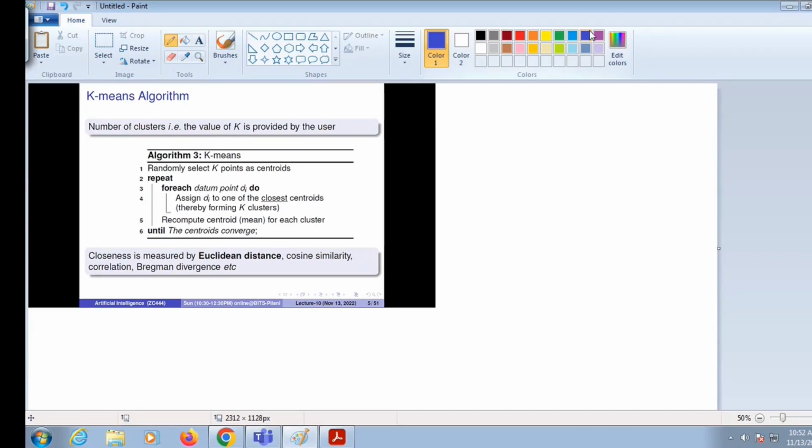K-means is a clustering algorithm. It means we want to find a number of similar sets of items. Here k is provided by the user. The user provides how many clusters I am looking for. So how does it happen? Just for the sake of visualization, let me take the data as two-dimensional data. Let's assume that here are a few items.